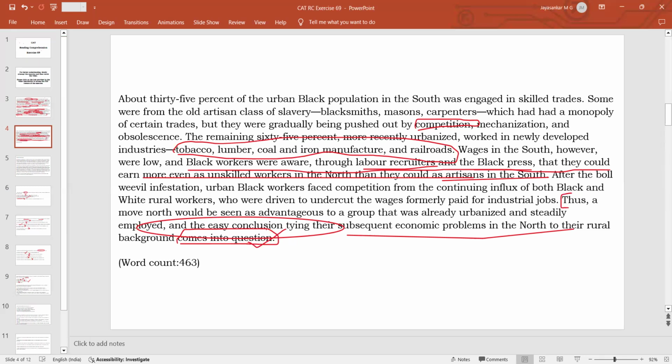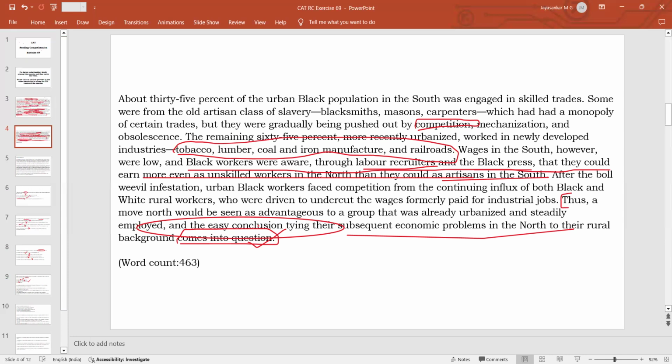And what is the basis of this easy conclusion? The easy conclusion is that if you are a rural black worker who has migrated, then you are not going to succeed economically. What is the assumption? Any rural worker without any skill sets is not going to succeed in the cities of the north. That is the assumption. So the conclusion is that the economic problems of the black workers who migrated were because of their rural background.